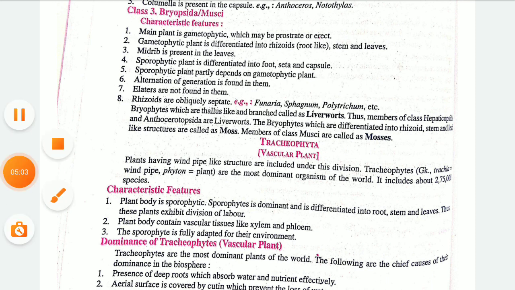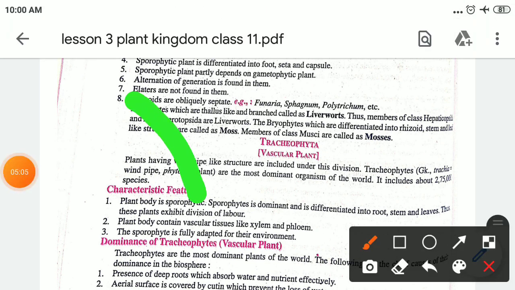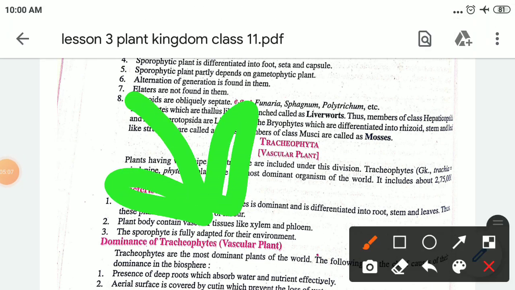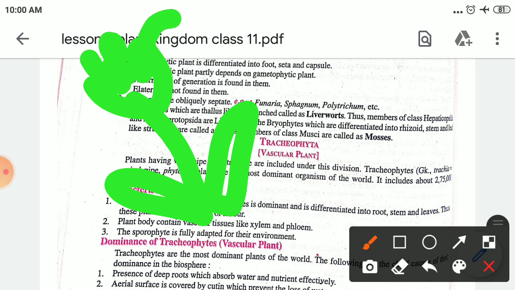How the structure is, just see. Likewise, one leaf will be there and a small yellow-colored flower in this manner. This is a typical structure of your bryophyta. You can see this one near your locality.